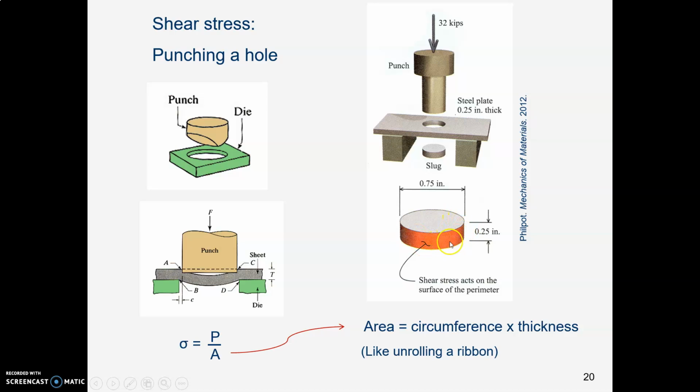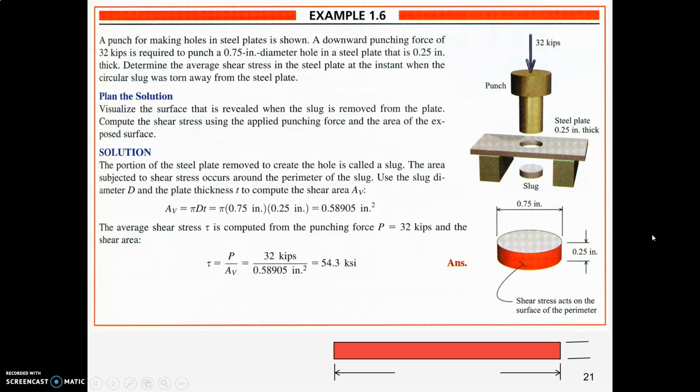Here's the thing. Think of that circumference around the slug as a ribbon. You just took a ribbon and wrapped it around that circle. The question is, what is the area of that ribbon? If you unwrapped it, could you use the area of that ribbon as the area in your stress formula? Why, yes, you could. And here I drew in PowerPoint, here's that ribbon, the strip around the outside of the slug, unrolled. So let's say the slug is, let's say it's a 1/4 inch plate, and the slug is 3/4 of an inch in diameter.